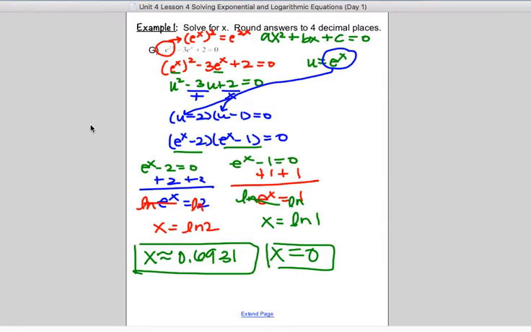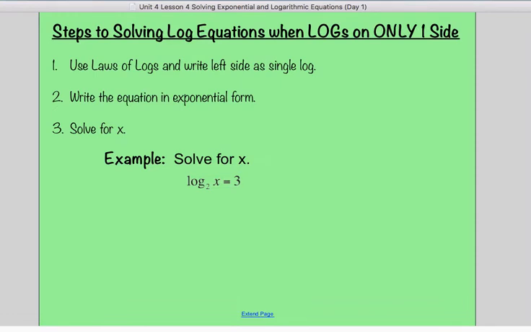Now we're going to move on. So we did exponential. Now we're going to do the opposite. What if we have a log equation? How do I handle a log equation? We're going to look at how to solve them when there's logs on only one side. So you may or may not have to do step 1. Your first step, if there are multiple logs on one side, is to write it as a single log. Then we're going to write it in exponential form, and then we'll solve for x.